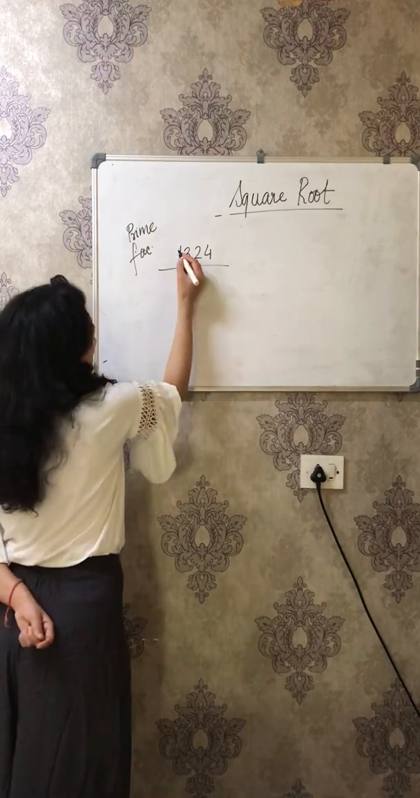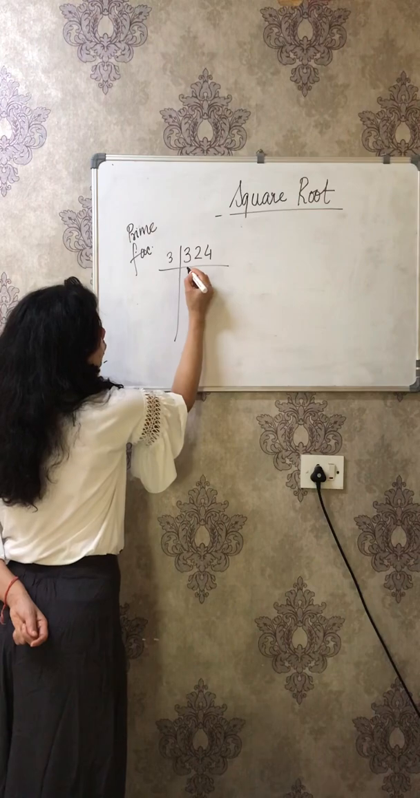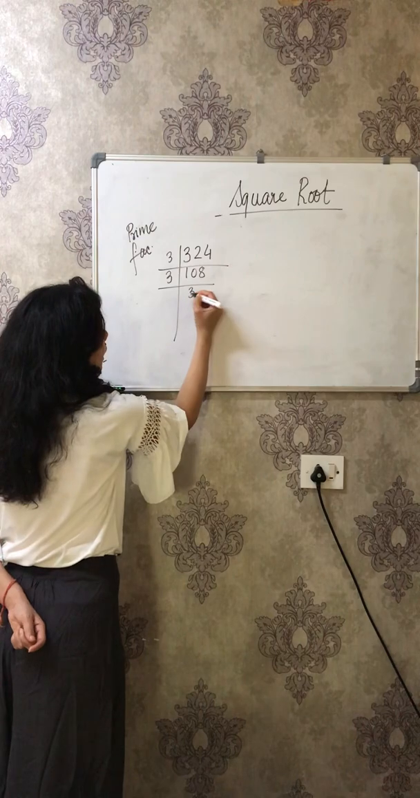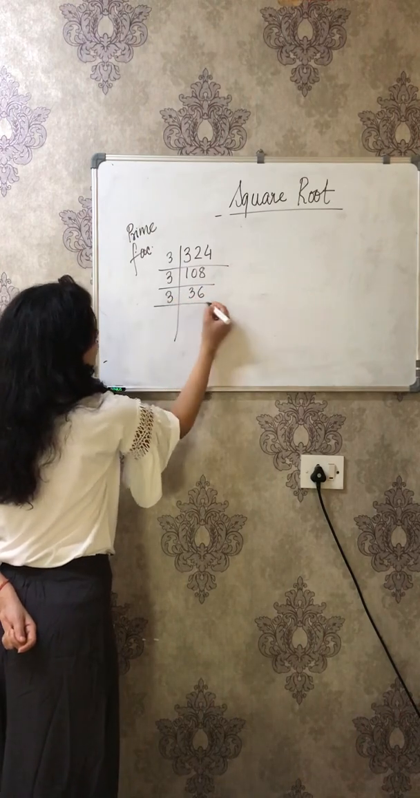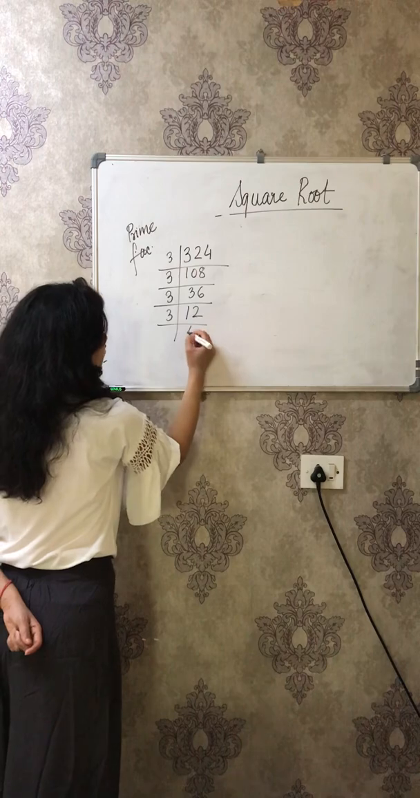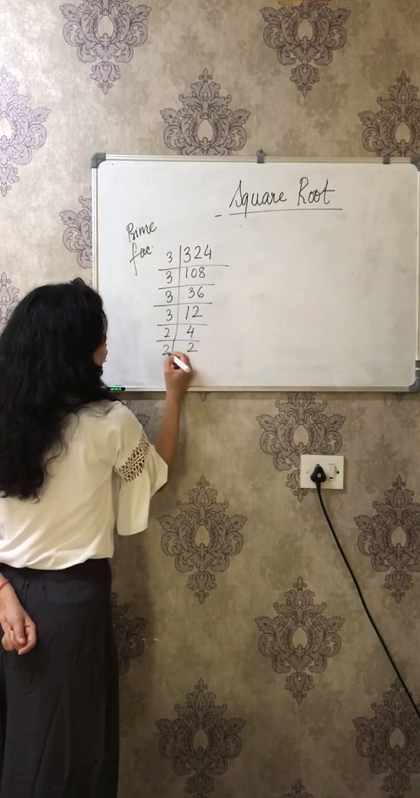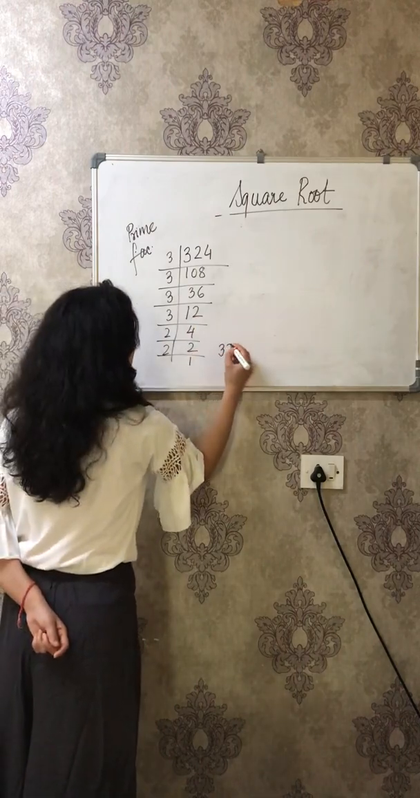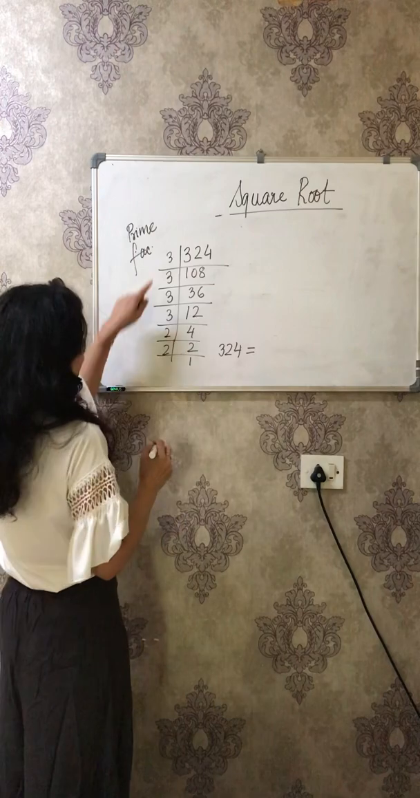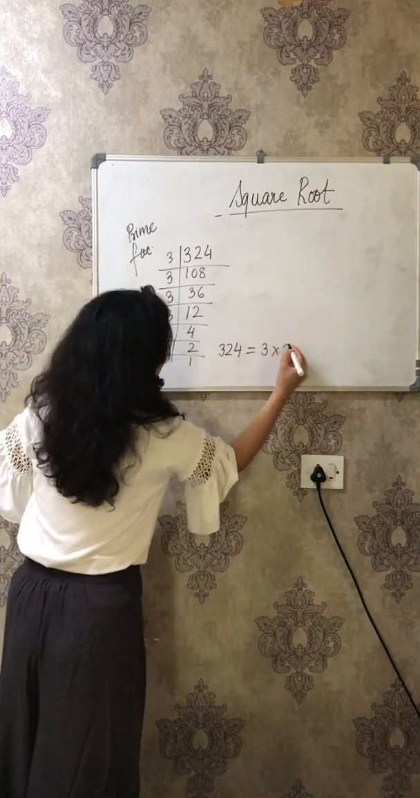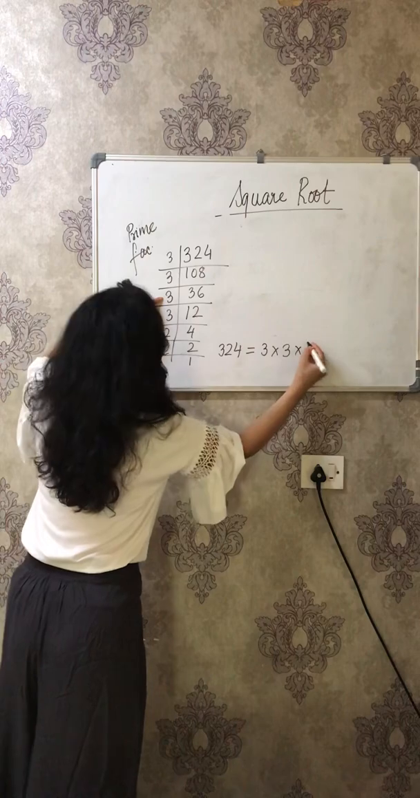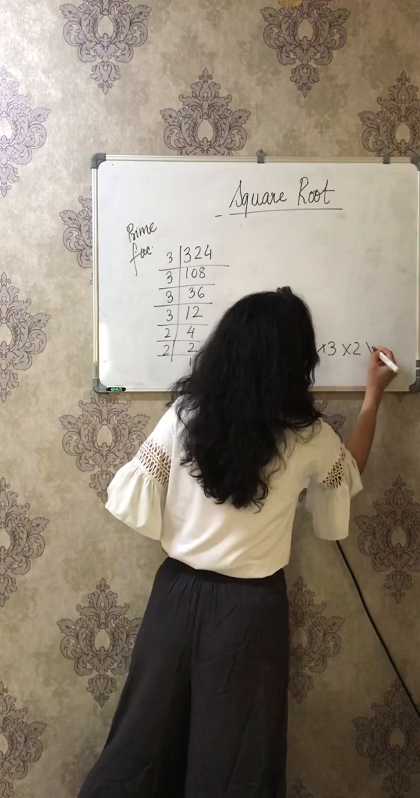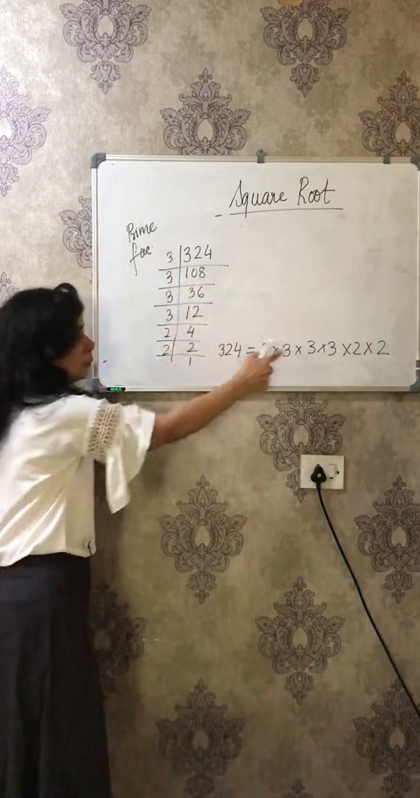So we can take 3. 3 1s are 3, 3 8s are 24. Again we can take 3, 3 3s are 9, 3 6s are 18. Again 3 1s are 3, 3 2s are 6, 3 4s are 12. 2 2s are 4 and 2 1s are 2. So what are the prime factors? We can write it here. 324 is equal to 3 into 3 into 3 into 3 into 2 into 2. I have written down all these numbers over there.